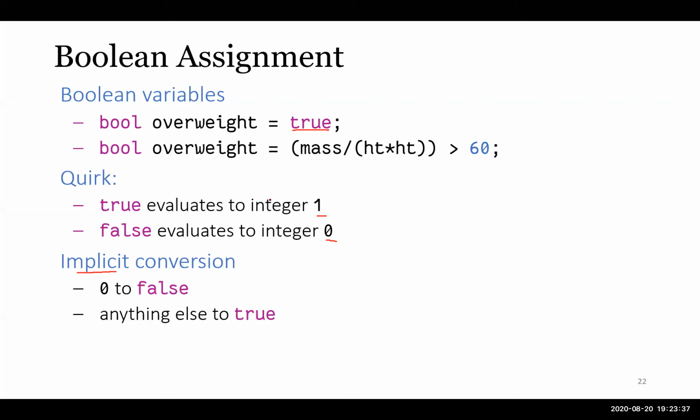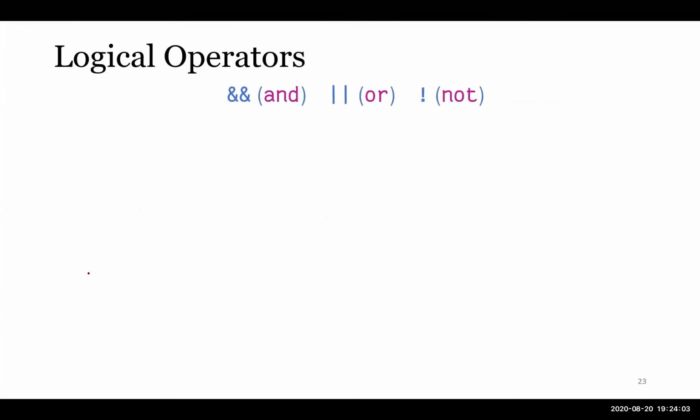So yes, 1 and 0 can be used in place of true and false, but again, there's implicit conversion. Basically, if you have integer 0, it will be implicitly converted to false. Anything else will be implicitly converted to true. Last week we talked about implicit conversion between a double and int. This is another conversion, between int and Boolean.